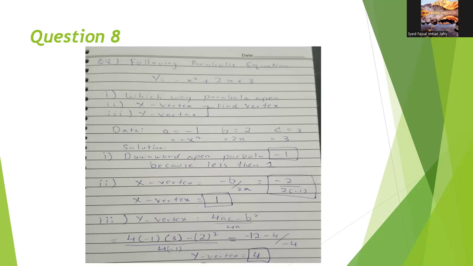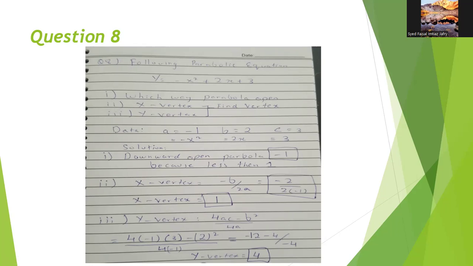First of all, from the data, we will take minus 1 as a from x squared, 2 as b from 2x, and 3 as c, from the equation. Now, the parabola will open downwards. Why? Because a is less than 0. That's why it will open downwards. That's the answer of part 1 of the question.